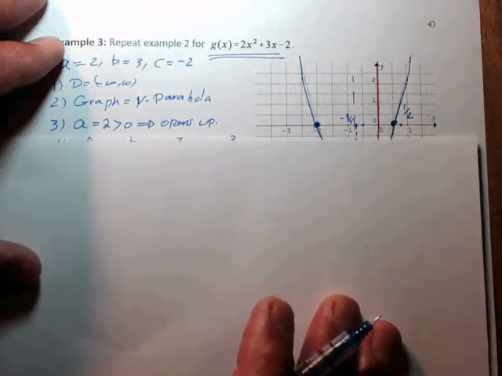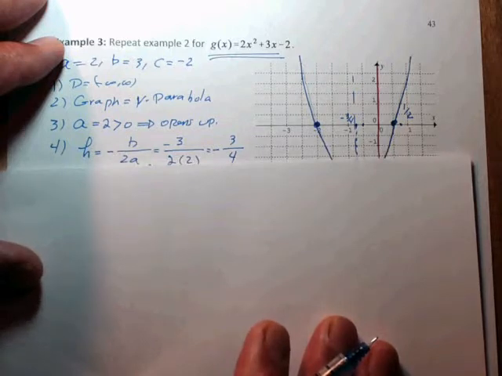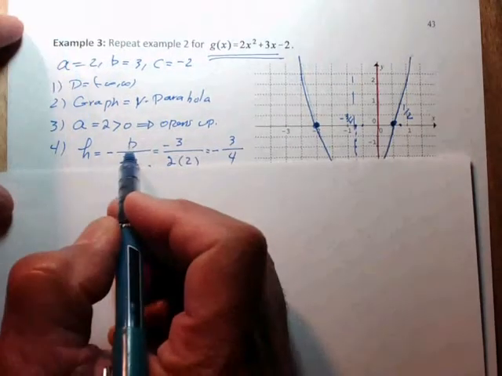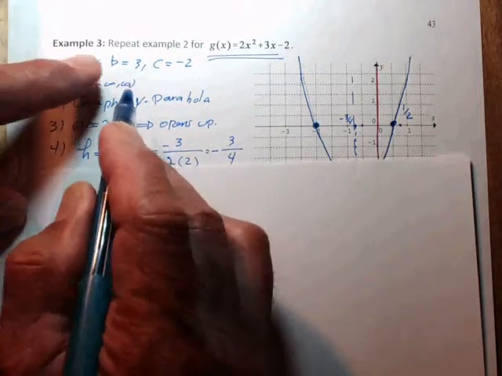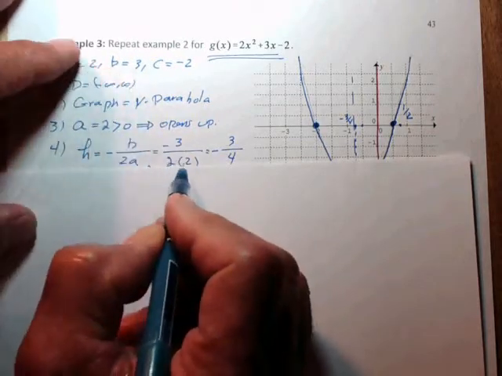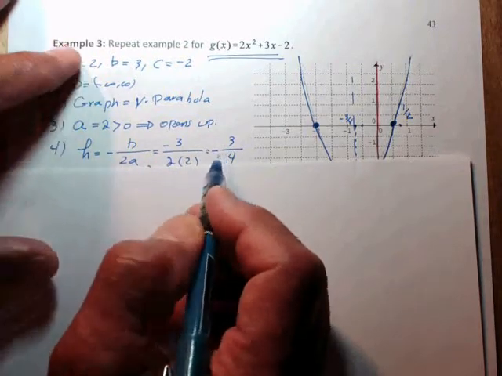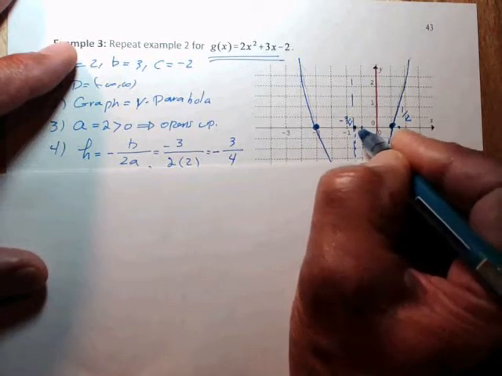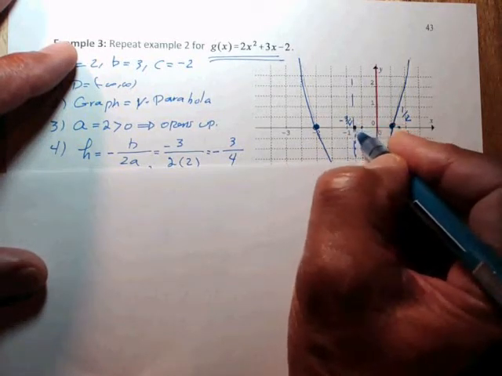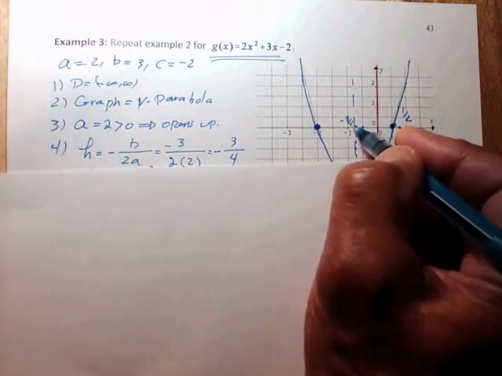Okay. Then I find h, the x-coordinate of the vertex. h is minus b over 2a. Minus b is negative 3, over 2 times a, which is 2, so you get negative 3 over 4. Negative 3 over 4 is right here, you see. Okay, this is negative 3 over 4, which is about negative 0.75.